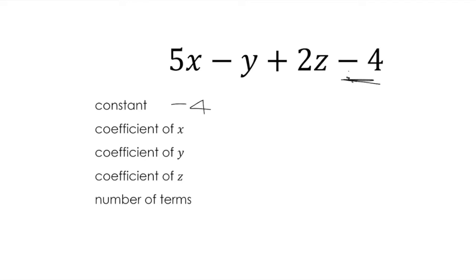Then the coefficient of x, that's the number that x is multiplied by. So let's have a look here. 5x, so the number x is multiplied by is 5.